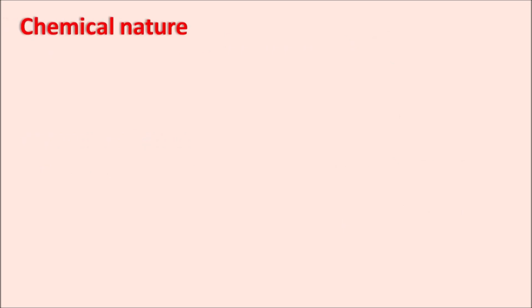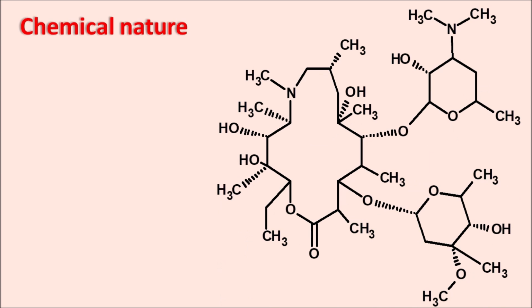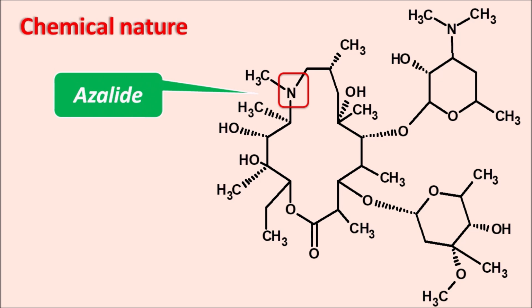What is the chemical nature of this drug? As we have discussed, azithromycin is a macrolide. It has a large structure. So this is the structure of azithromycin. And within the large ring, we can observe nitrogen is present. Erythromycin as well as clarithromycin do not have this nitrogen, but azithromycin does. That's why this drug belongs to the class of azalides. Azalides are large cyclic compounds with nitrogen within the ring. With respect to erythromycin, the introduction of nitrogen leads to azithromycin.